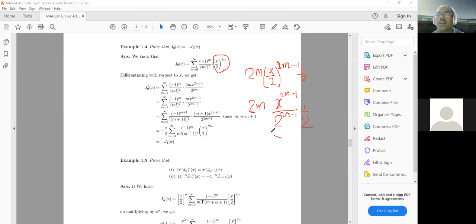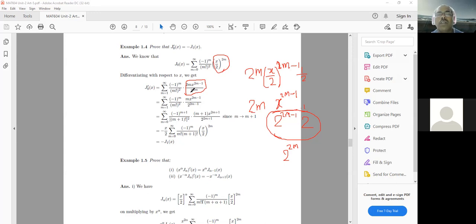Now if you do this calculation, 2 to the power 2m minus 1 into 2, by laws of indices, is 2 to the power 2m minus 1 plus 1. That is simply 2 to the power 2m in the denominator. So if you write this over here, what we get is 2m into x to the power 2m minus 1 upon 2 to the power 2m. This is the derivative of that bracket, and the constant stays as it is.